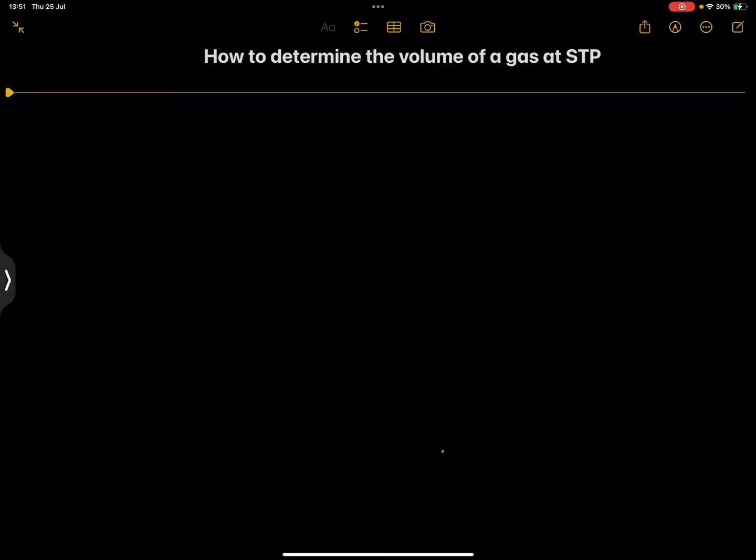Everybody, and once again we're back together, and now we're looking at how to determine the volume of a gas at STP. All right, so one thing I want you guys to remember is that when we're looking at the word STP, what it simply means is that we're talking about standard temperature and pressure. That's what it simply means, standard temperature and pressure.